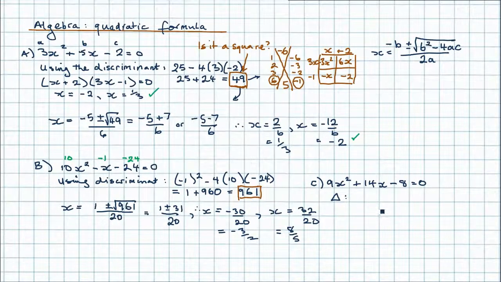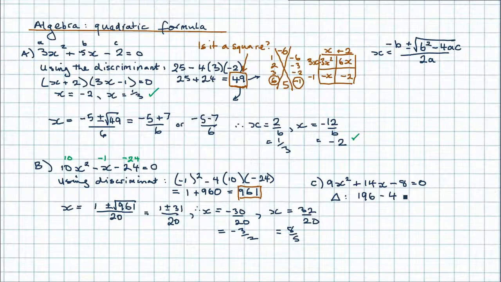So using the discriminant now, we've got b squared. I'm not also going to write above. We can see it fairly clearly. So b squared, so 14 squared. You want to know your square numbers. If you're not sure, just use your calculator. It's 196.